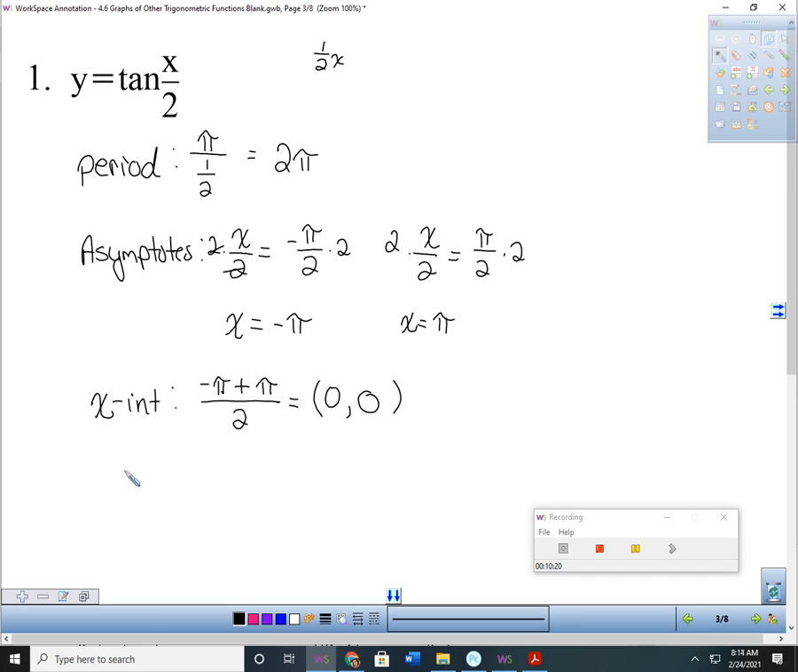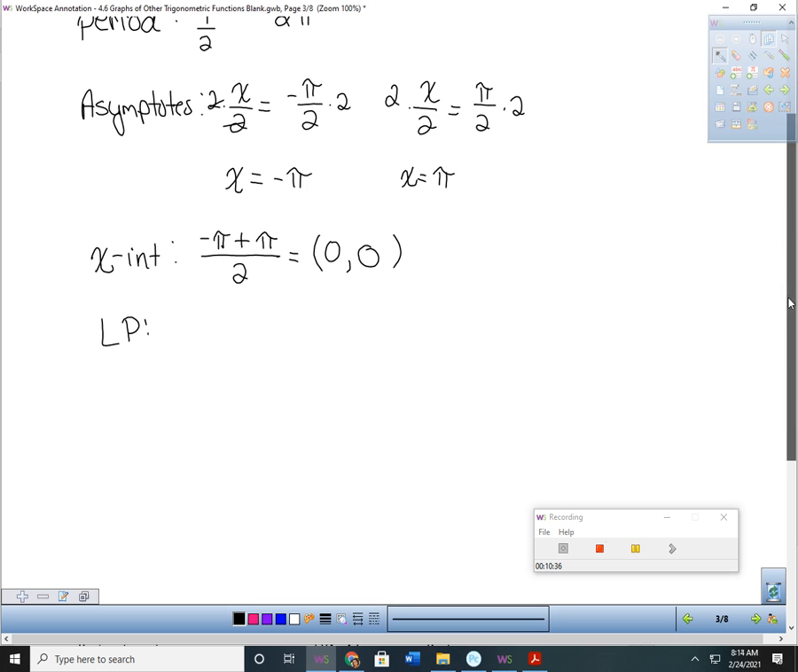Then we're going to do our left point. I'm going to abbreviate that as LP, if you want to actually write out left point or make yourself a note. All right, your left point is in between your left asymptote and your intercept. So I'm going to take my left asymptote, and my intercept was 0. So I'm going to add that to 0 and divide by 2. Well, if I take negative pi and add 0, I get negative pi, and then I divide that by 2. So negative pi over 2.